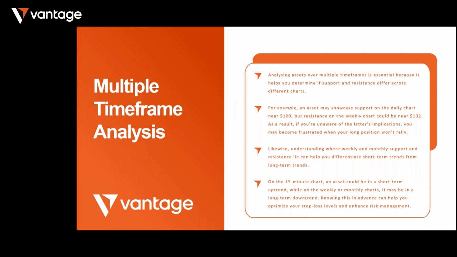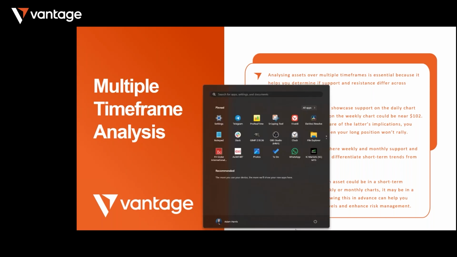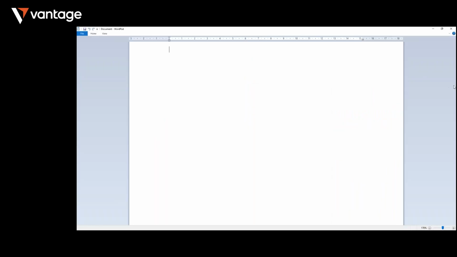On the 15-minute chart, an asset could be in a short-term uptrend, while on the weekly or monthly charts, it might be in a long-term downtrend. Knowing this in advance can help you optimize your stop loss levels and enhance risk management. If you know where the key levels are, you know where you want to put your stop loss, for example, or where you need to be taking profit. So again, let me illustrate that by drawing this.